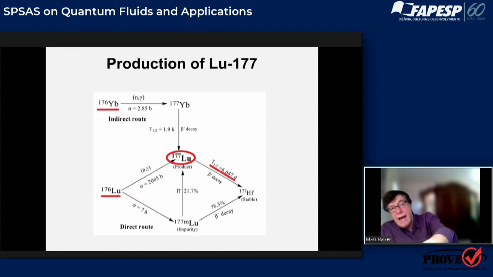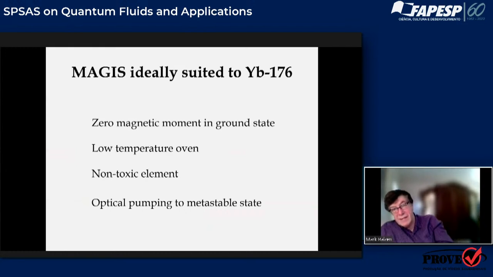What we can do is actually remove the 177m in a hot cell. But first, we have to start with the ytterbium-176, and that's what we're doing now. And in fact, when we analyze that, it's very well-suited to the MAGIS method because the ground state is non-magnetic. So even though there are many naturally occurring isotopes of ytterbium, if we do nothing to them, they won't get through the MAGIS machine because they're non-magnetic. So they just can't get through.